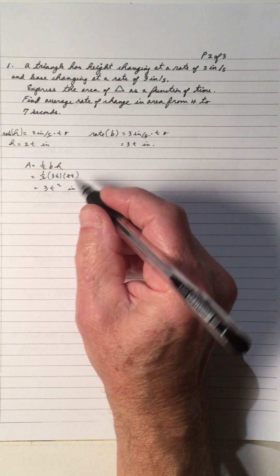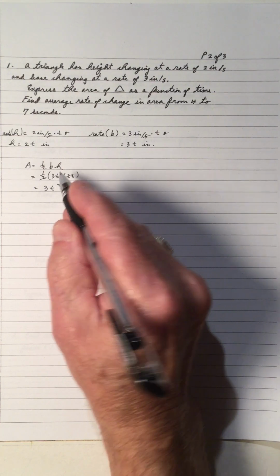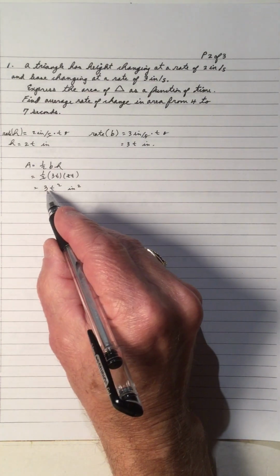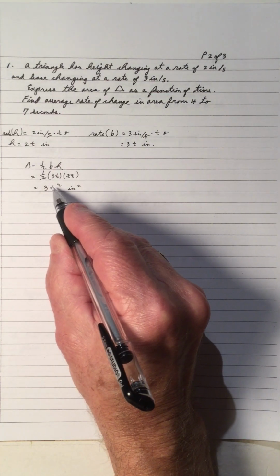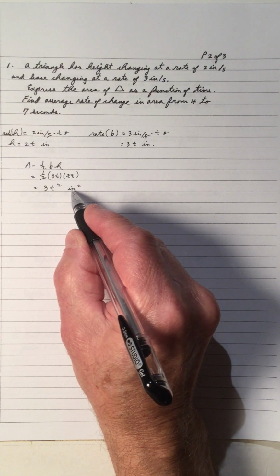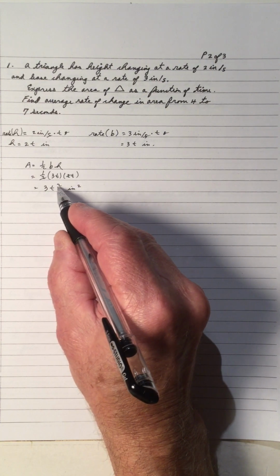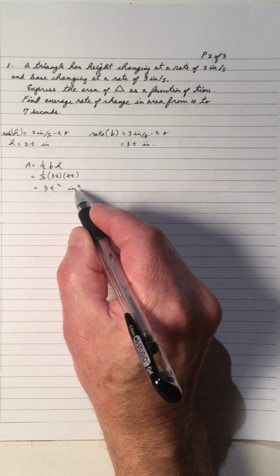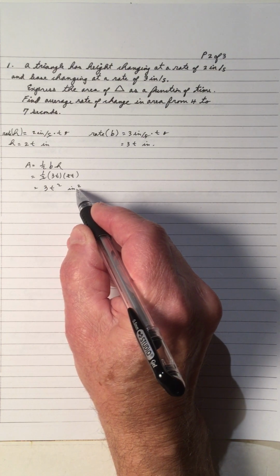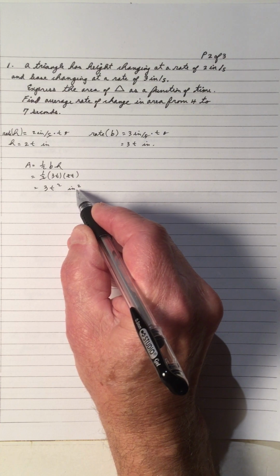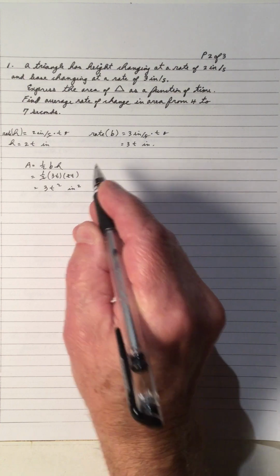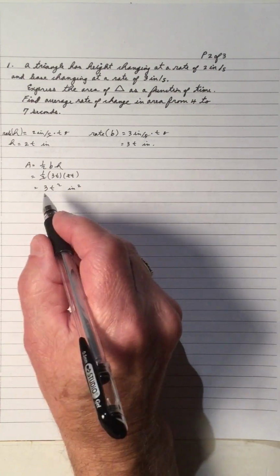So if you put a 1 in, 1 squared, you get 3 square inches in 1 second. If you put a 2 in, you square it, you get 4 times 3 is 12. You get 12 square inches in 2 seconds. But what is the average rate of change?